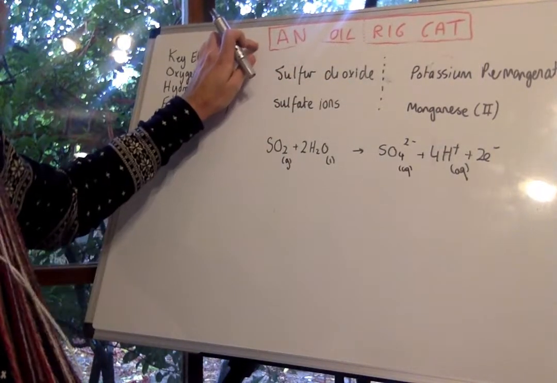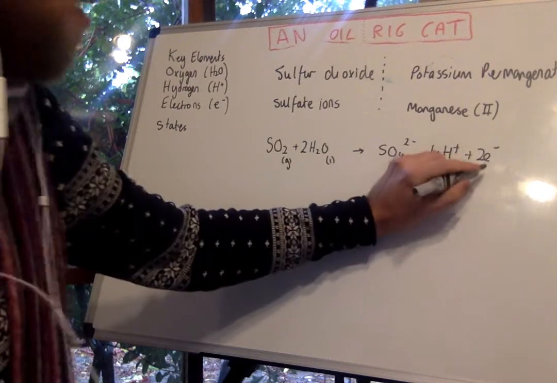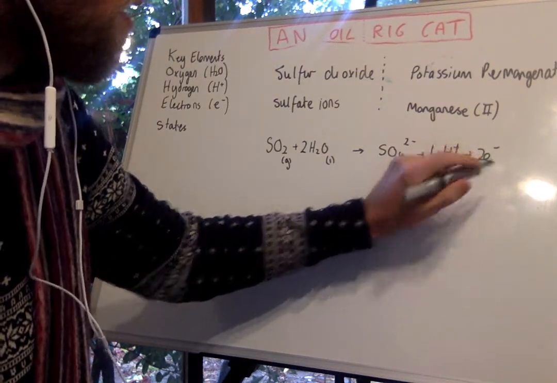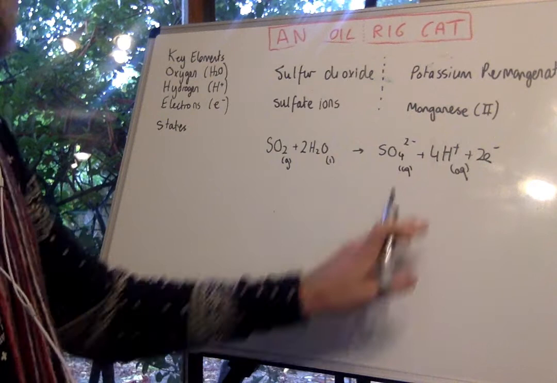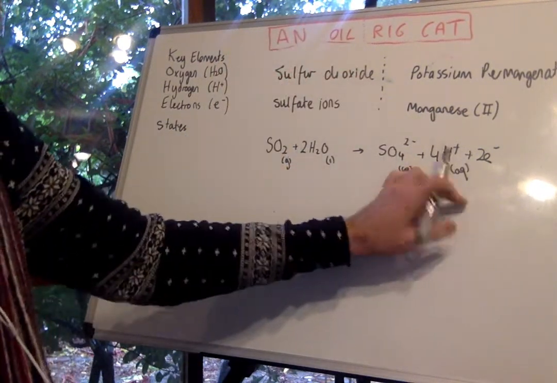So we go back to this, an oil rig cat. So you're thinking, okay, the electrons are on the right side, so then we know that they are being lost. Oxidation is lost. It happens at the anode. So this is occurring at the anode. This is good to know.